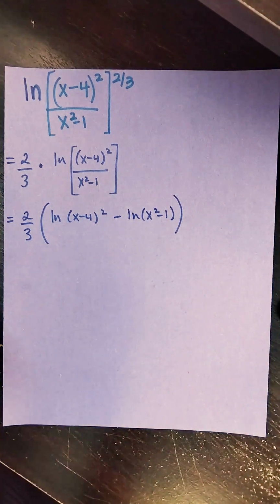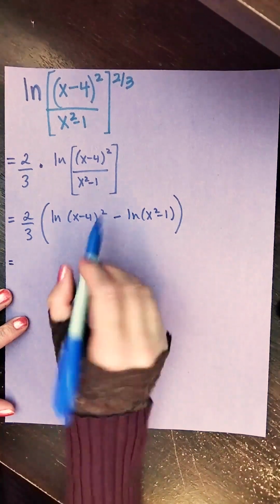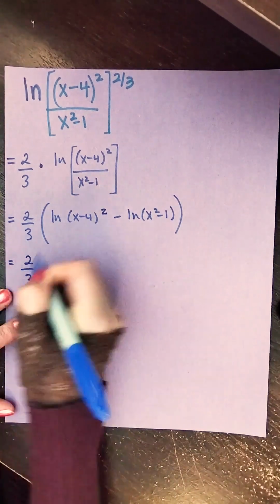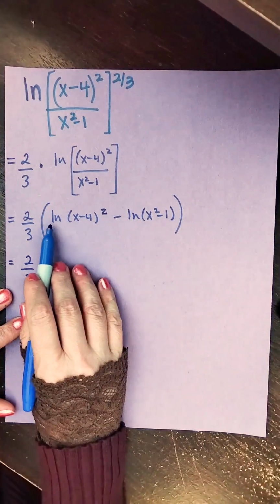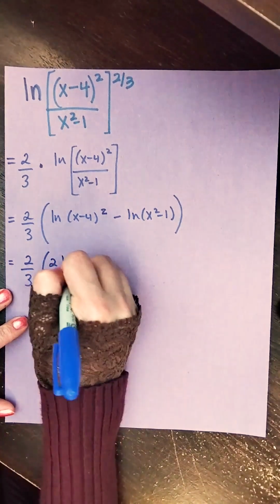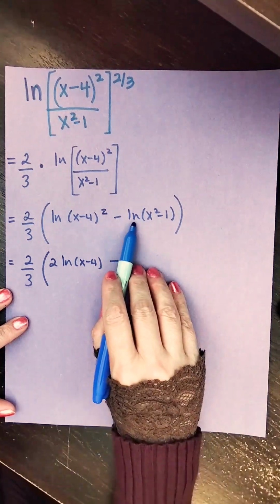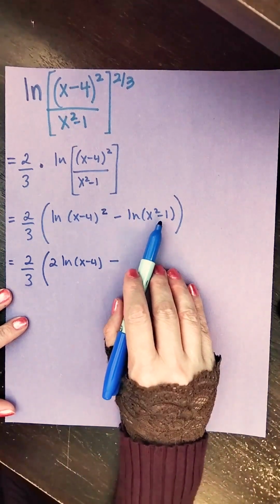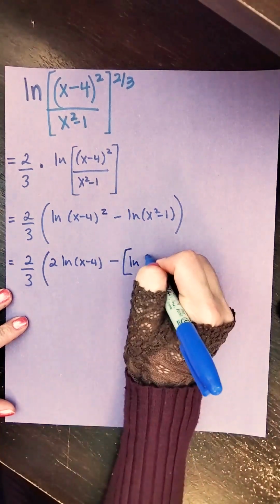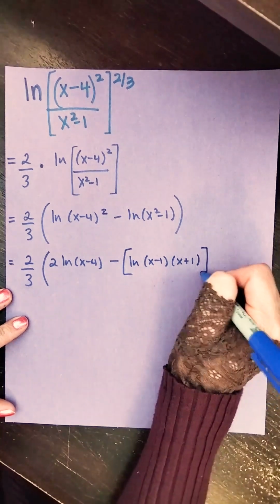Okay. And then the next thing I notice is this exponent here. Again, powers or exponents can be moved to the front of the log. That's equivalent. So I'm going to move that 2 in front of the natural log of x minus 4. And I also notice that I have the natural log of a difference of two squares, so I can factor that. So I have minus the natural log of (x minus 1) times (x plus 1), because that's a difference of two squares.